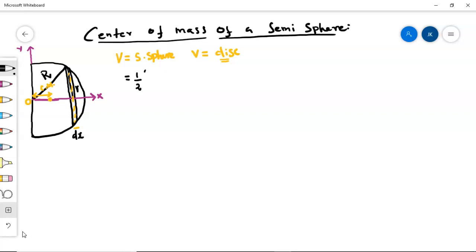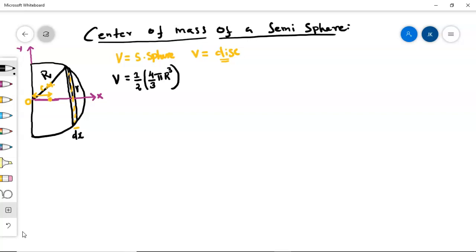The semi-sphere formula is 1/2 times 4/3 pi, the radius is capital R cubed. Here why is there 1/2? Because it is a half sphere. The full sphere has 4/3 pi R cubed. So we know the formula of the semi-sphere.